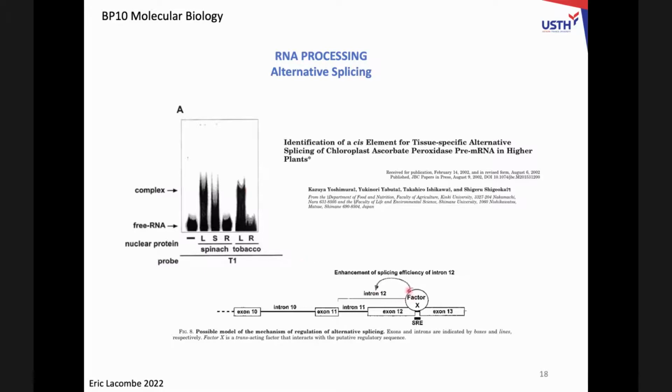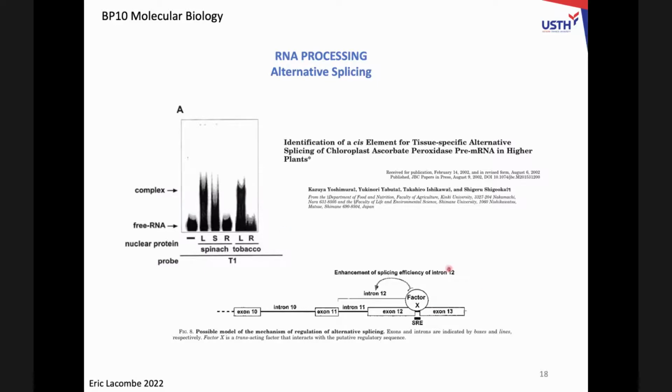So if you look at the little drawing at the bottom, it means that when we see the complex formation here, we are in a situation in which there is a factor that we don't know, a protein or a protein complex, that is able to bind this sequence. They call that factor X. This factor X is present in leaves, but not in roots. Do you agree?